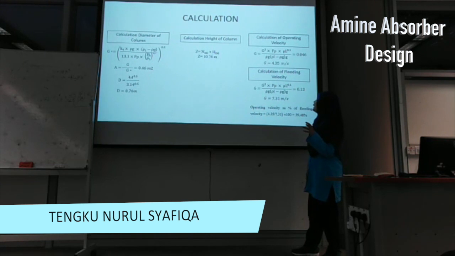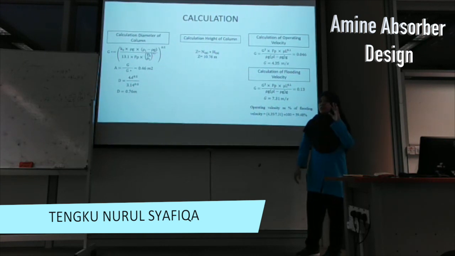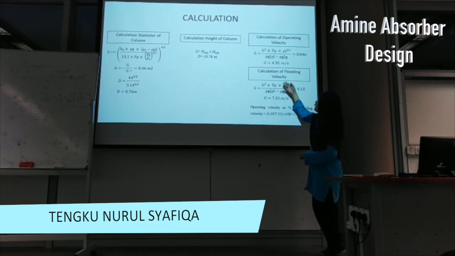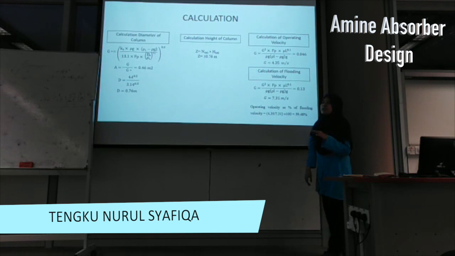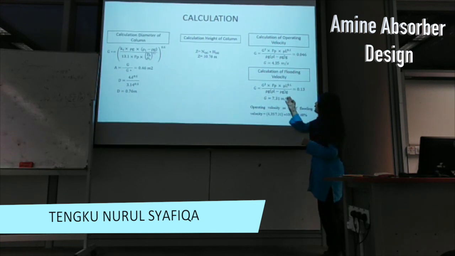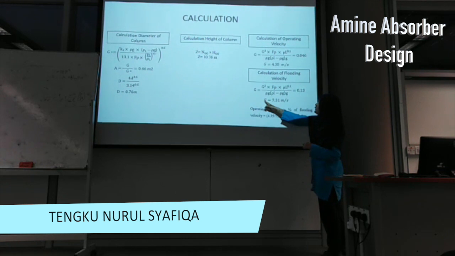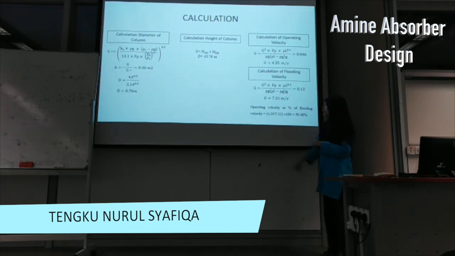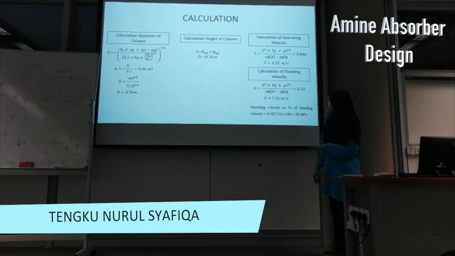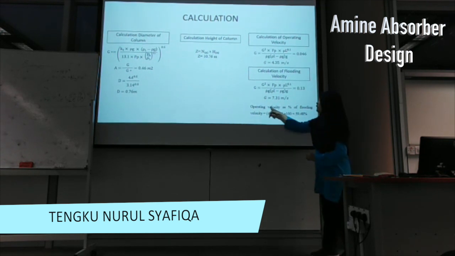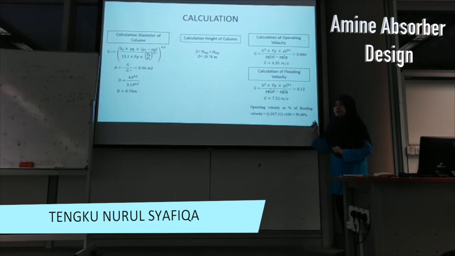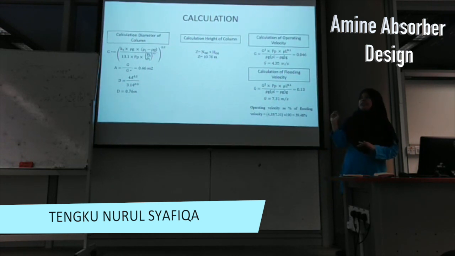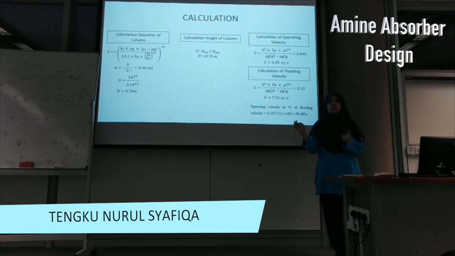Last but not least, we calculate the flooding velocity. For the flooding velocity, we use the same formula as above, but equals to 0.13, and we substitute all the values, and we got G. I got G equals 7.31 meter per second. And after the calculation, I discovered that the operating velocity is 59.48% of the flooding velocity, which is in the good range.